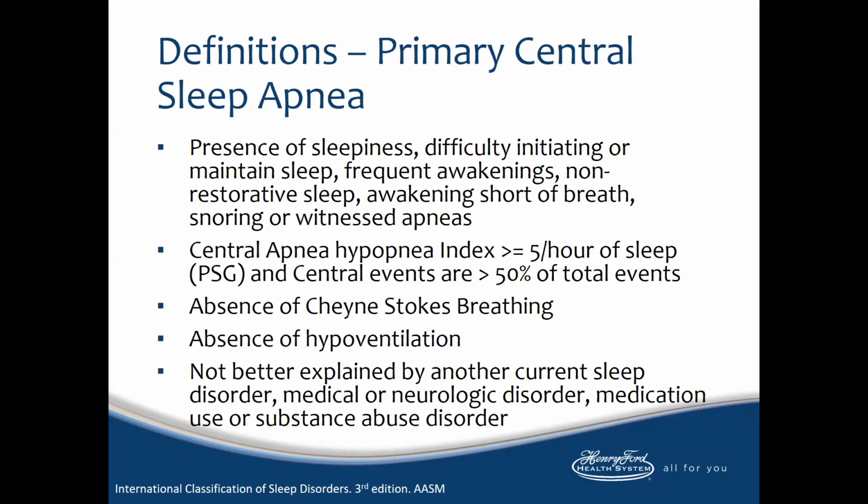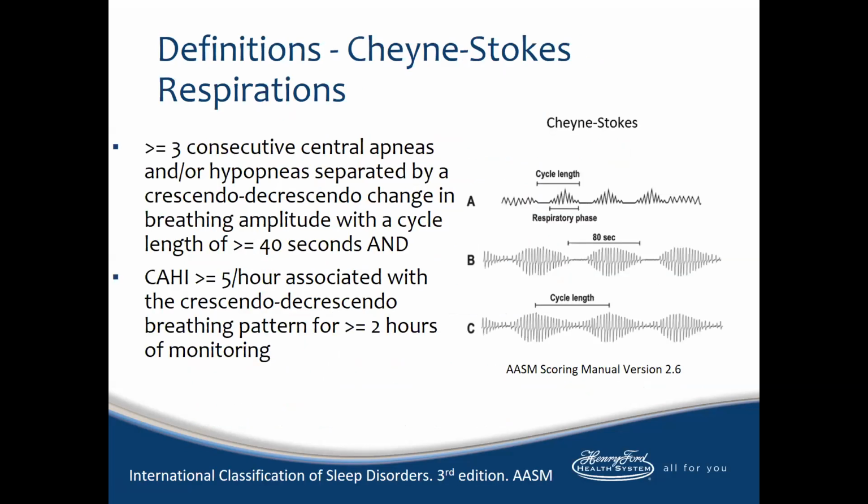And you also need to qualify if those events are scored as central or obstructive. To be a central apnea syndrome, it's more than 50% of those events. For primary CSA, you do not see Cheyne-Stokes breathing, and there's no qualification for hypoventilation there. It also needs to be a diagnosis of exclusion that's not explained by some other medical or neurologic syndrome, or by a medication like a narcotic or some sort of substance abuse disorder.